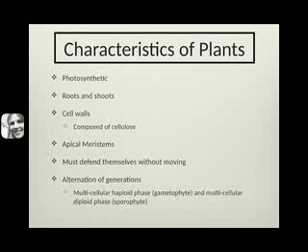Plants have apical meristems. So if you recall from a few lectures ago, we talked about these points of mitotic cell division where we have new nodes forming. We see these on the roots and the shoots, and of course some plants also have those lateral meristems.